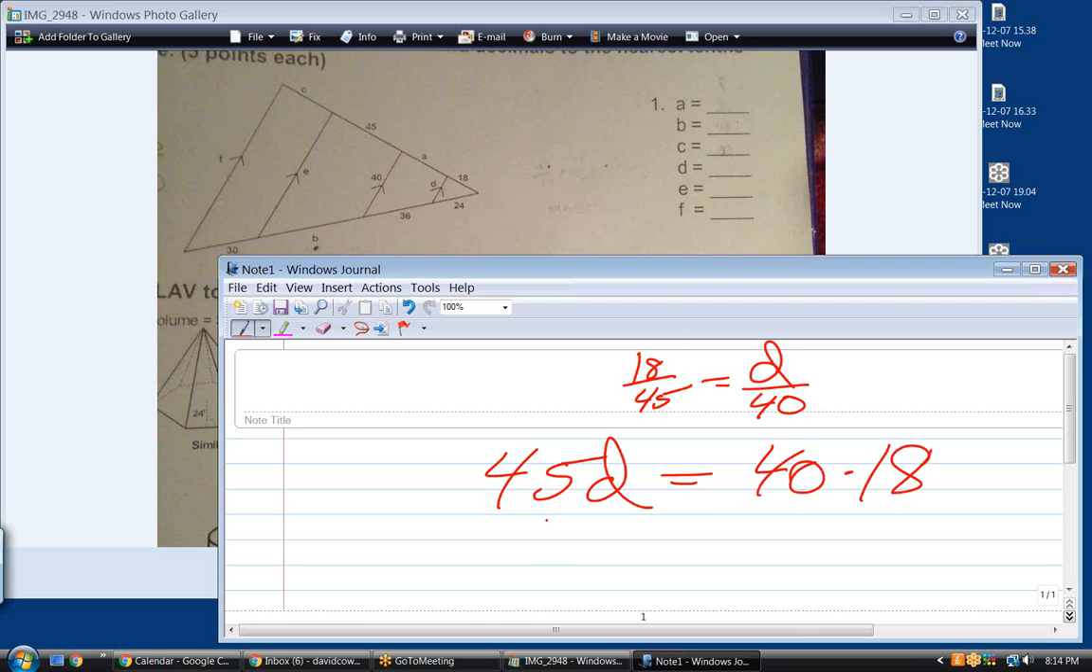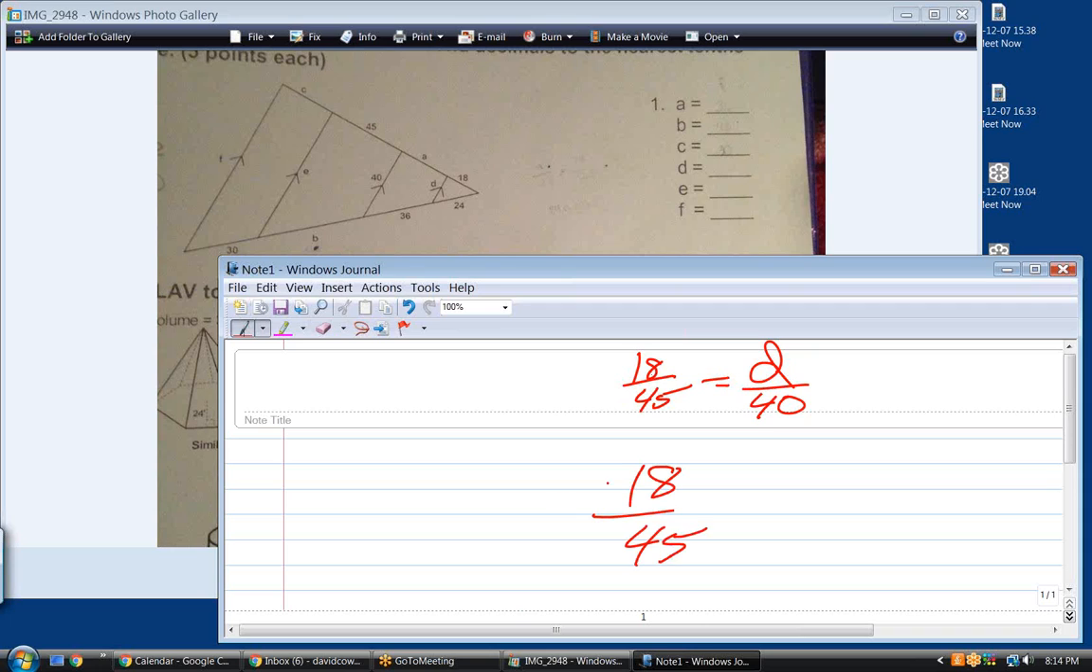But then I got to divide both sides by 45, right? Well, I just multiplied both sides by 45 and divided both sides by 45. That was a wasted effort. Why don't I just multiply both sides by 40 only? Now you end up with 18 over 45 times 40. And the other side is D, which is what we're solving for. One step only.